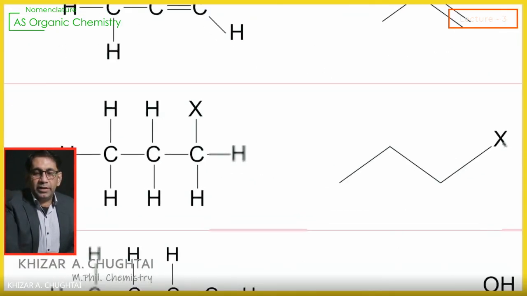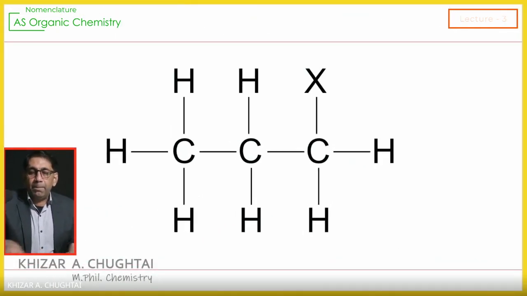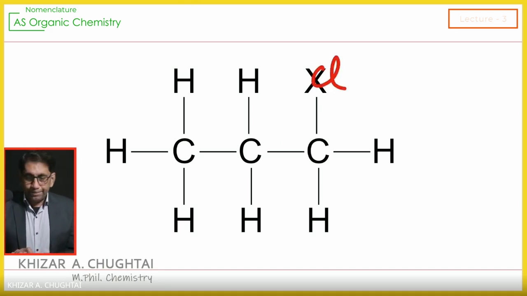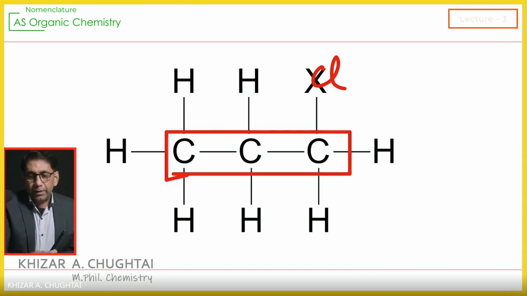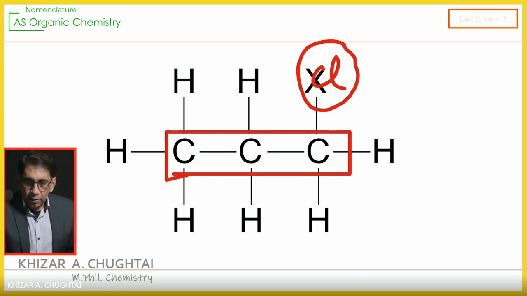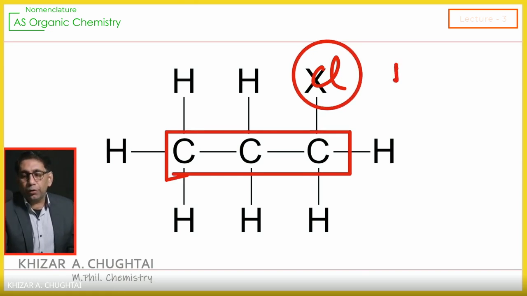In this case, for example, I'm marking Cl over here. Now, what is the name of this compound? Here are basically 3 continuous carbons in a chain. Longest chain is equal to 3, and there is no branch, but there is presence of a functional group.